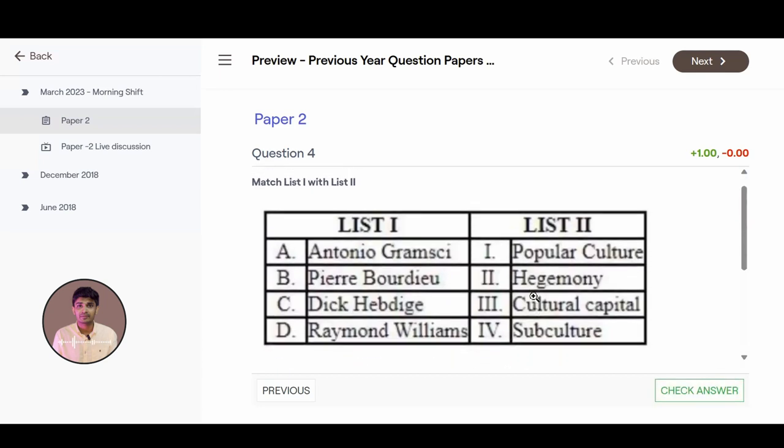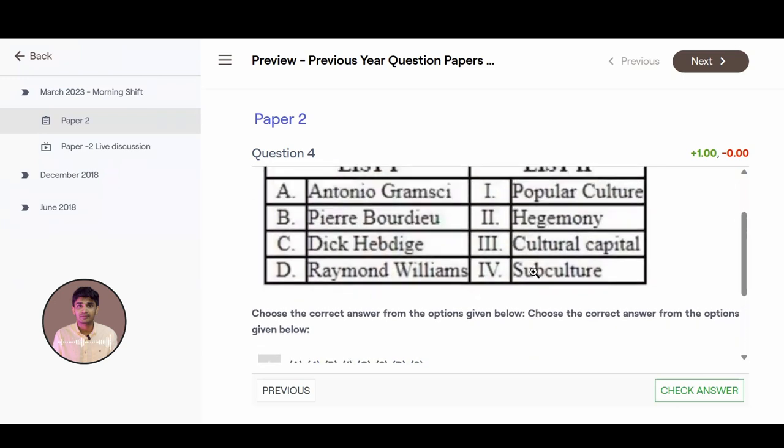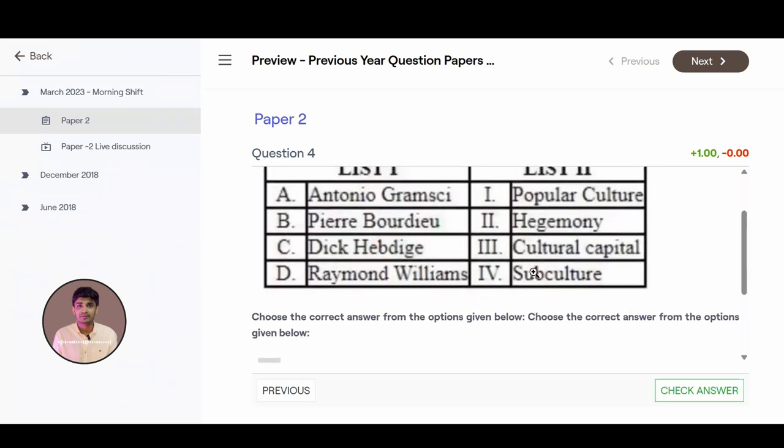Next question. This is a match the following question. You have the options right before you, but take a look. 10 seconds. Take a look at the question.